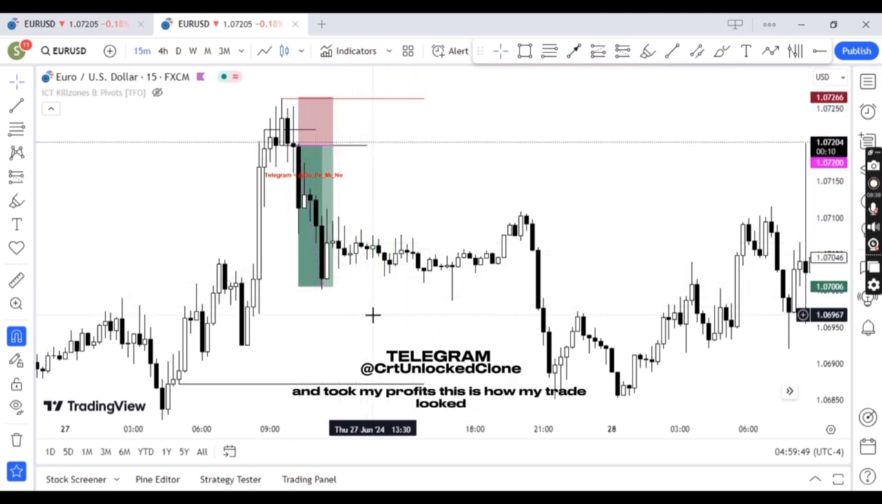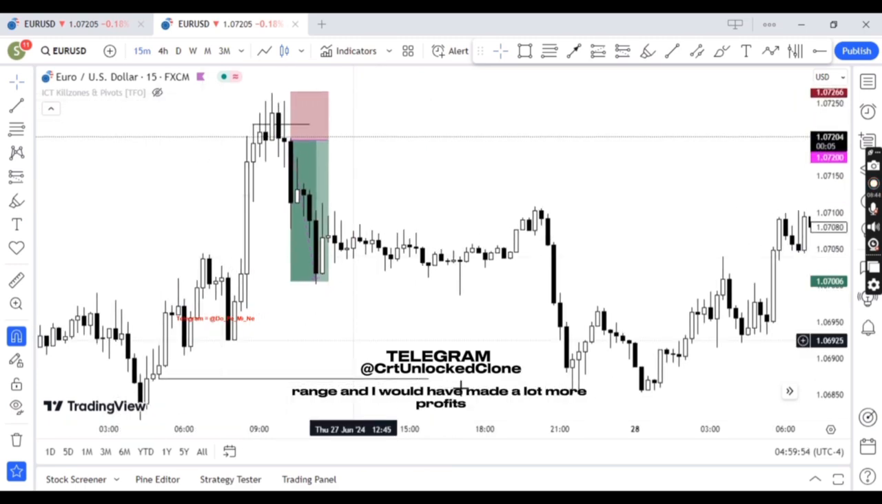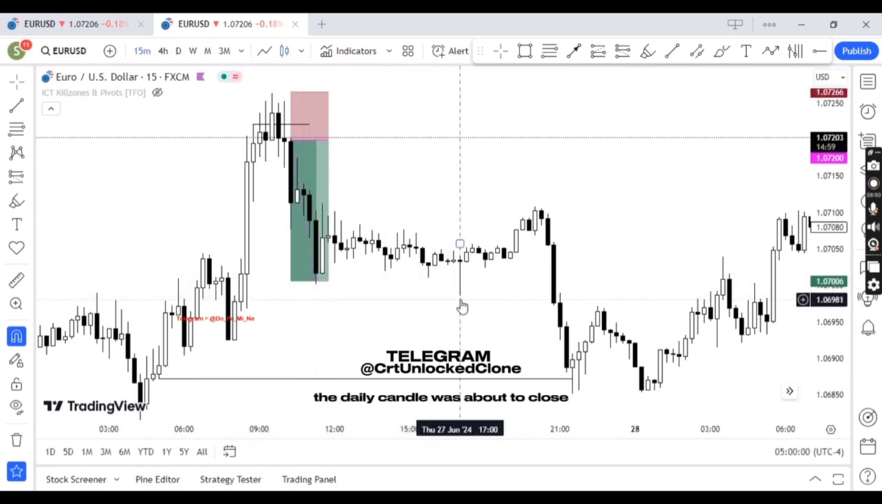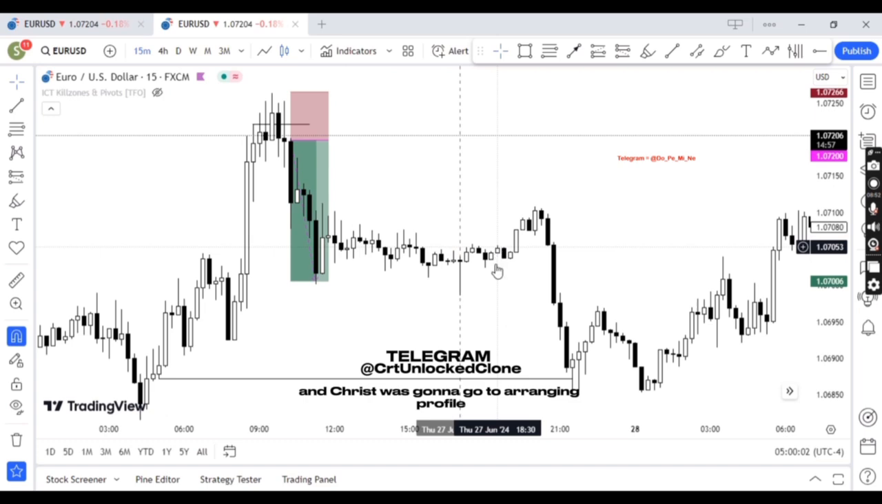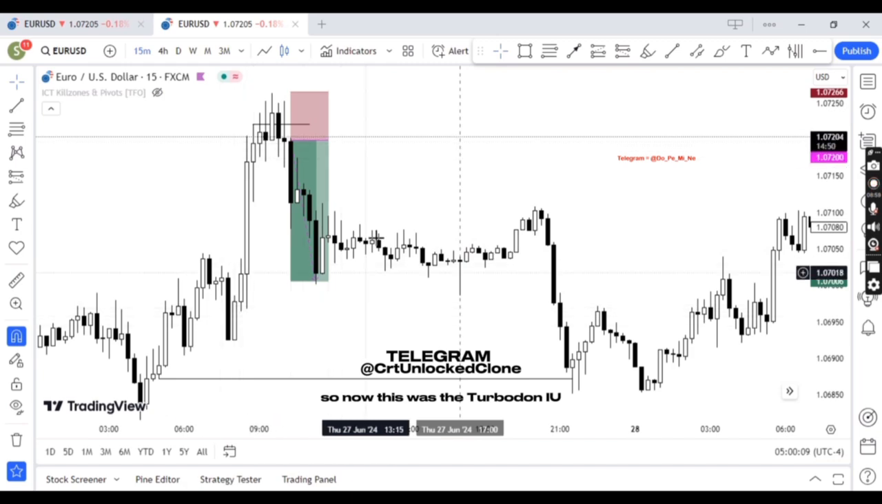This is how my trade looked. Now I could have held it down towards the opposing end of the range and I would have made a lot more profits, but I took my profits at the right time and closed my trade objectively, because I knew that the daily candle was about to close and price was going to go to a ranging profile, which it did, right? So now this was the trade breakdown.